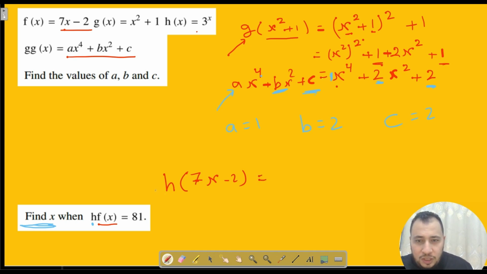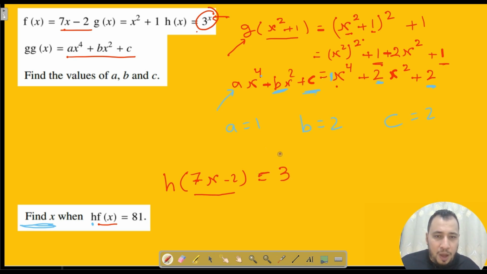Okay, 7x minus 2 equals, I'm going to function h. Where is function h? Function h is here, 3 power of x. So what we have to do here is to substitute this x with the value given to us. In this case, this is going to be 3 power of 7x minus 2. He told me that all of this equals what? 81. Okay.